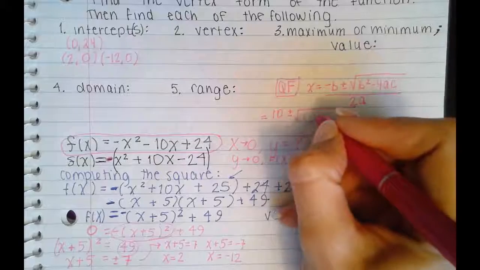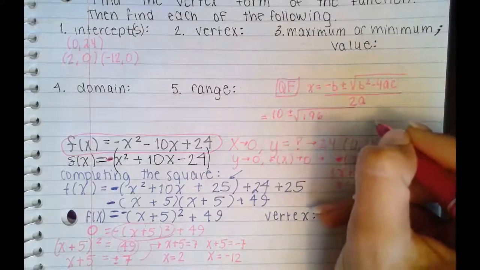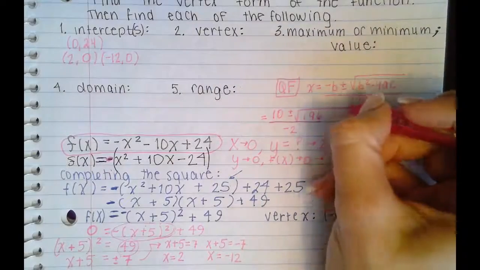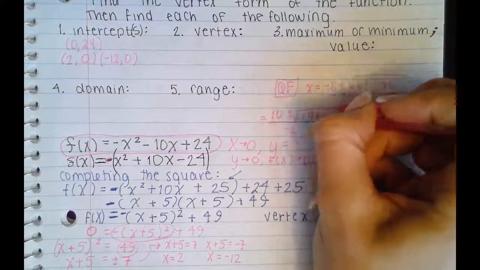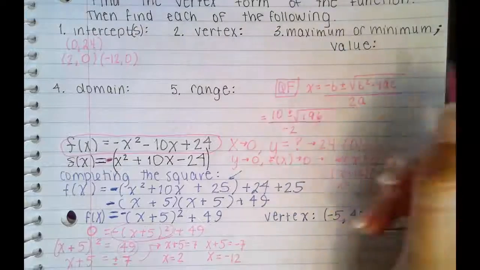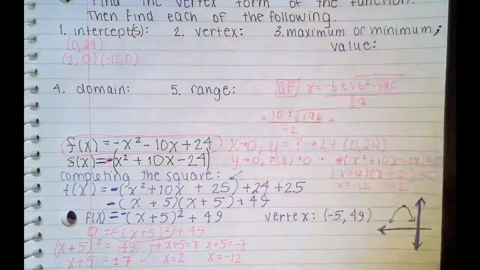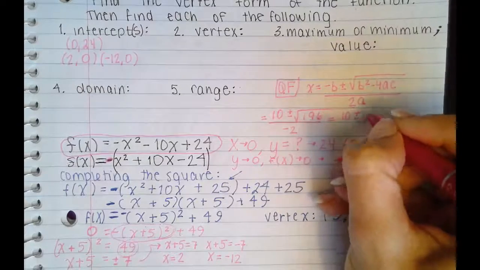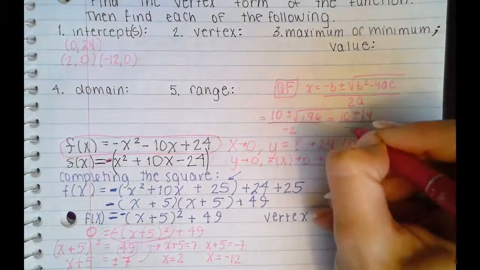Sorry, I did a little mental math. If you had to pause and do it on the side, that's fine. Square root of 196, well, that's a perfect square. That's going to be 14. 10 plus and minus 14 over negative 2. Now I reduce pretzel style. What do I mean by pretzel style? I mean that both things have to reduce by negative 2, not just one of them. See the pretzel? That gives me a negative 5.